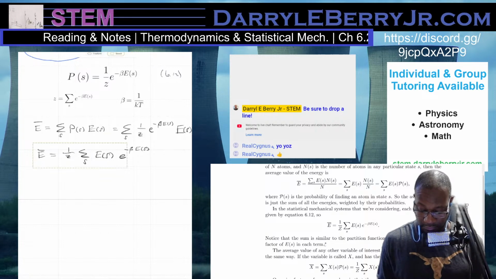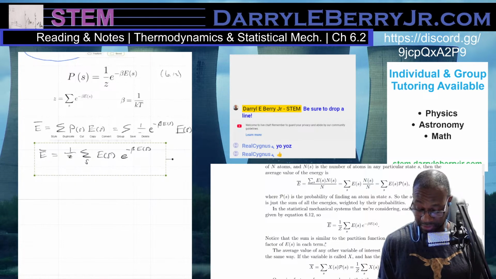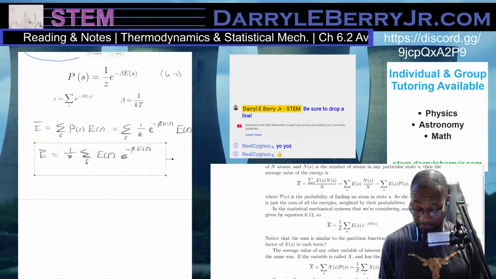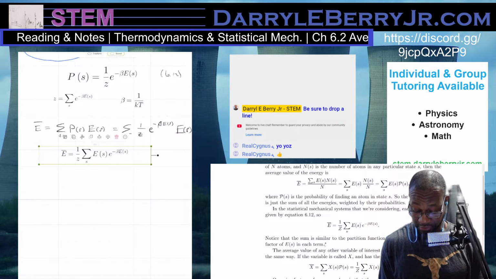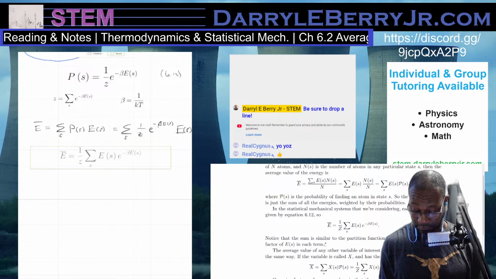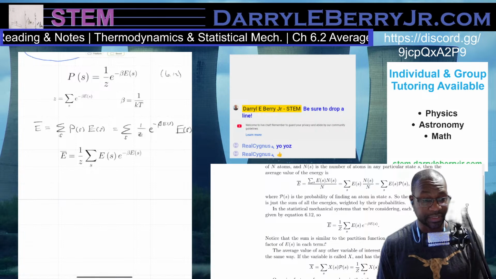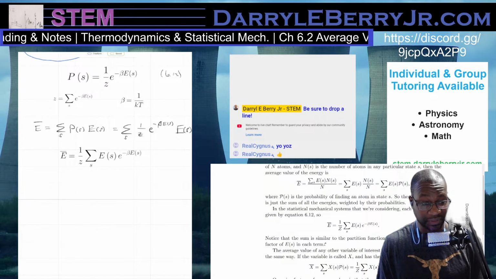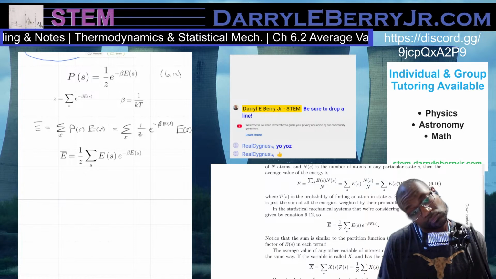All right. So I imagine we're going to be calculating some average energy soon. Let's see how this captures it. Oh, that went pretty nicely. Notice that the sum is similar to the partition function 6.13, but with an extra factor of E_s in each term.